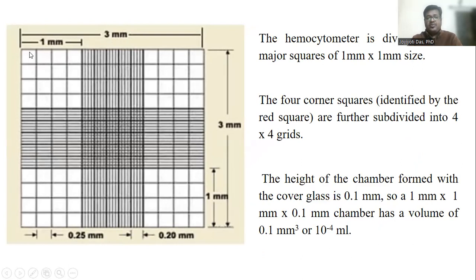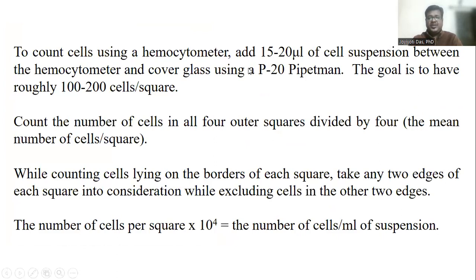Now you have to count the number of cells that are spread over this particular chamber, because you know the dimension or the volume of this chamber. If you count the number of cells that have spread over this chamber, then by the unitary method, you can find out how many cells must have been present per ml of your cell suspension. That is the simple logic that goes into counting cells using a hemocytometer.